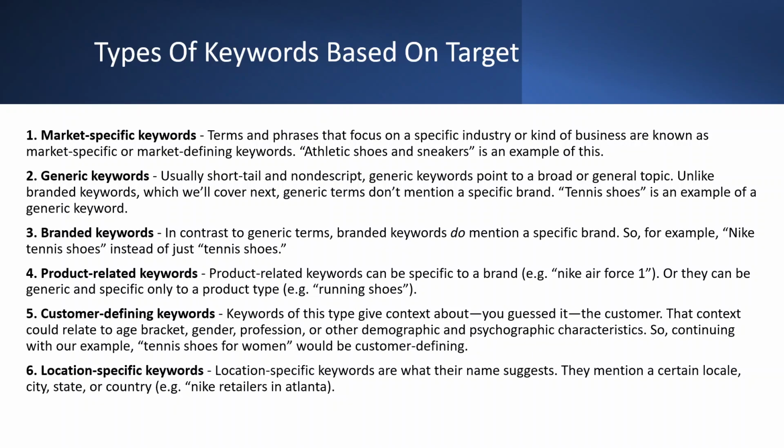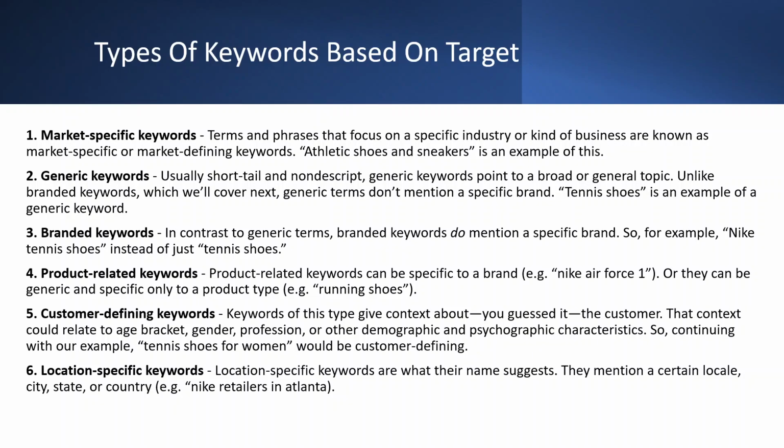And our fifth is customer defining keyword. Basically it shows the age bracket, gender, profession, or any other demographic characteristics. So it can be tennis shoes for men, tennis shoes for women, clothes for kids, shoes for under age 5. So these are customer defining keywords.